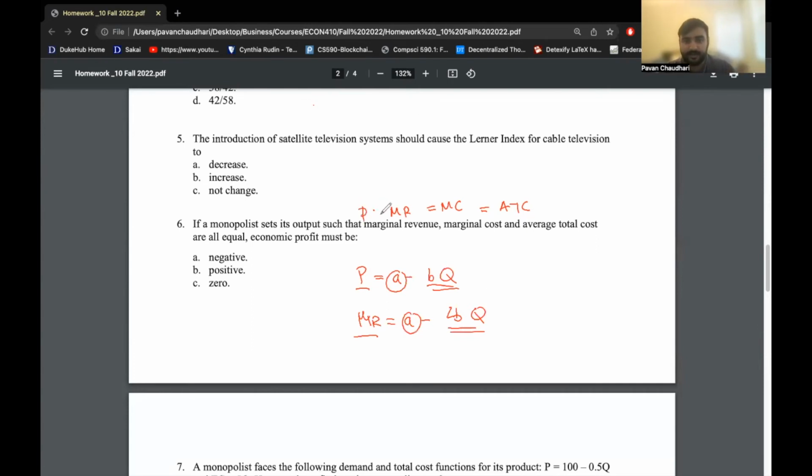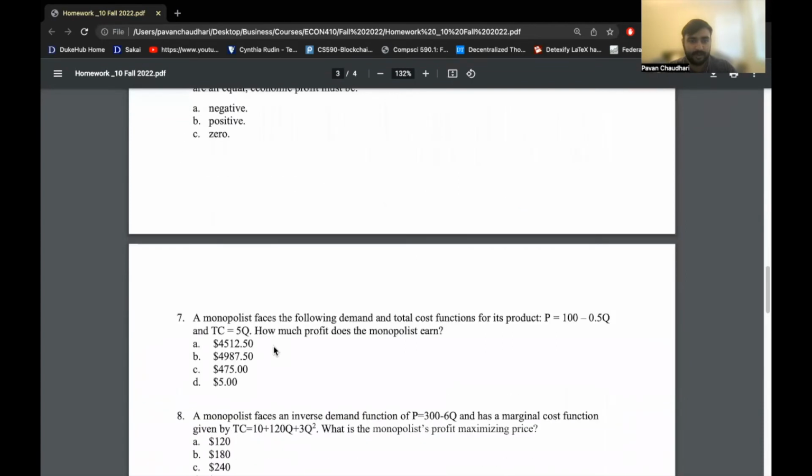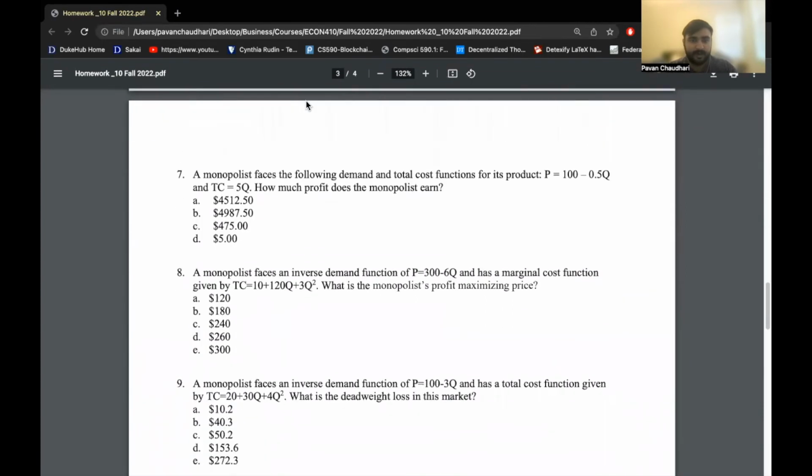And so if P is bigger than MR, then P is bigger than MC, and then P is greater than ATC as well. Because of all that, we know that we're making a positive profit, because P is greater than ATC, right? So the answer here is positive profit. Good. So in number 7, we're interested in the actual profit. This is going to be an actual calculation problem.